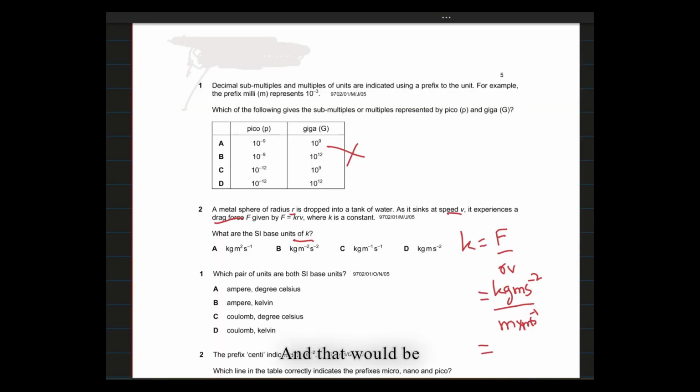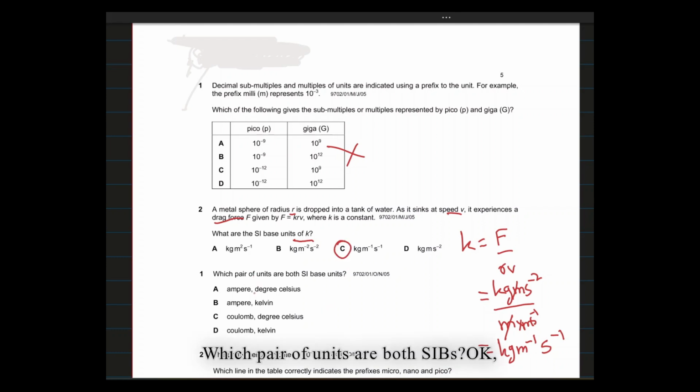And that would be kg. The m is in the denominator, it would come to the numerator, it would be minus 1, and then we have s minus 1 below, it would become plus 1. When it comes to the numerator, this would be s minus 1. C would be our correct answer.